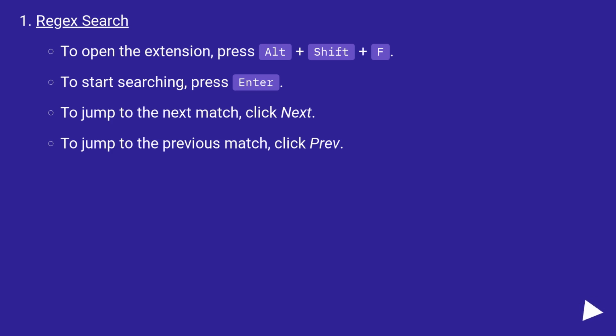Regex search. To open the extension, press Alt plus Shift plus F. To start searching, press Enter. To jump to the next match, click Next. To jump to the previous match, click Prev.